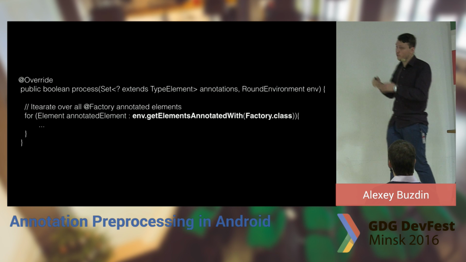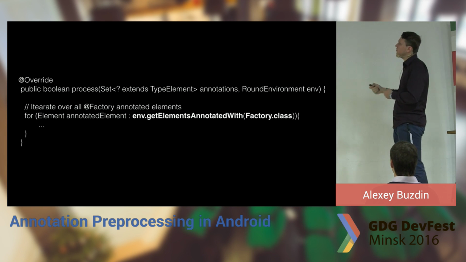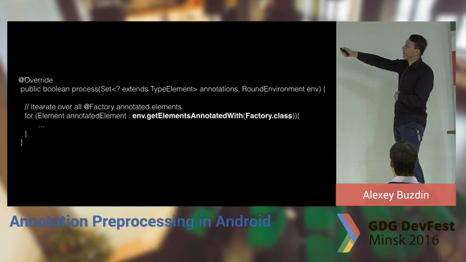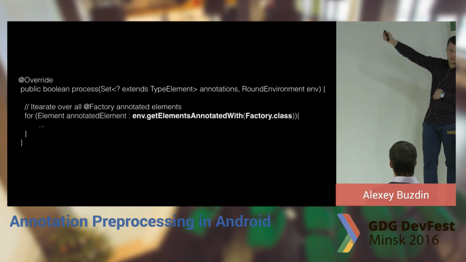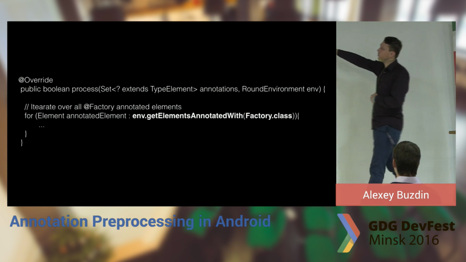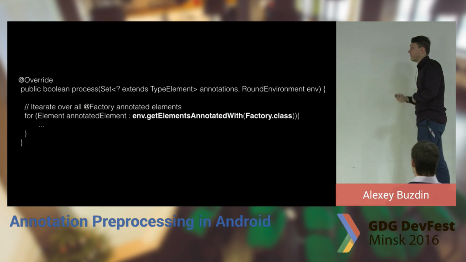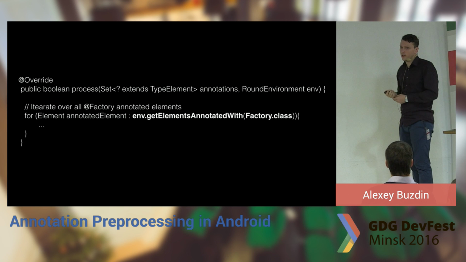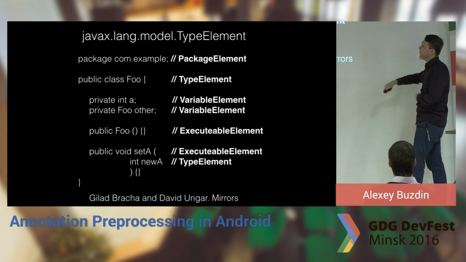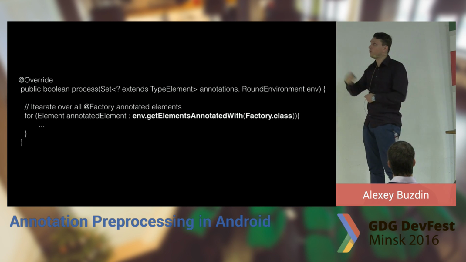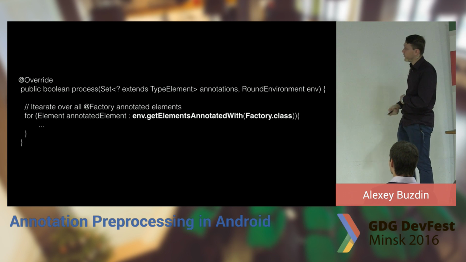So what next? First step, we have this process method. And what we're going to do, we want to get from our environment all elements annotated with factory class. So now we get a list of elements, and we just go over them. The reason those elements are different here is that we theoretically can get not only classes, we can get a method, because annotation could be on a method, on a variable, on a parameter.